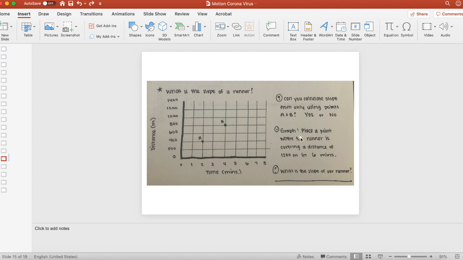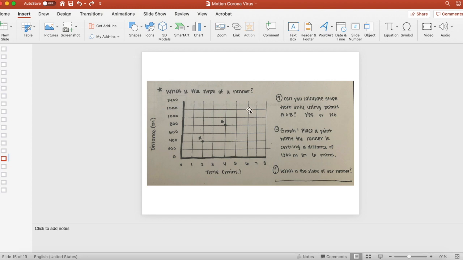Now, your job is to graph or place a point where the runner is covering a distance of 1,200 meters in 6 minutes. So right here we have time and right here we have distance. Our distance was supposed to be 1,200 meters and it should be a time of 6 minutes. So that would put our next point right here, along the 6-minute line and along the 1,200 meter line. So your next dot should be right there.